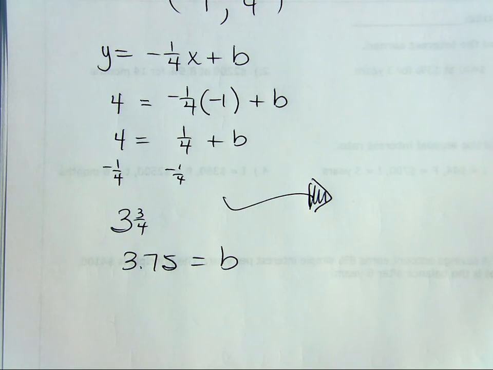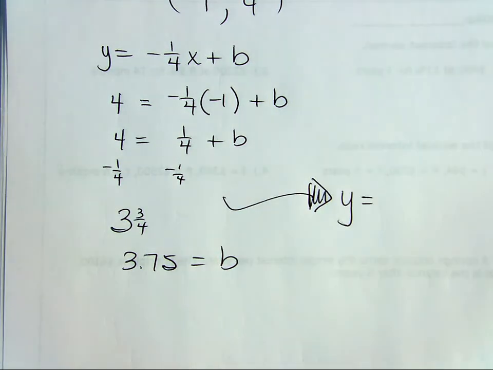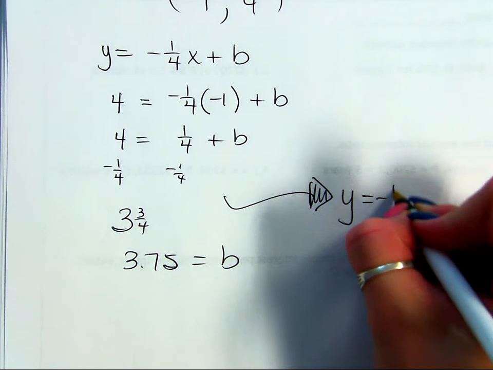So the whole important part here is this. We're not done yet. We're not out of the woods. What is my final answer? What am I putting here? 4x or negative 1/4? Negative 1/4 x plus 3.75.